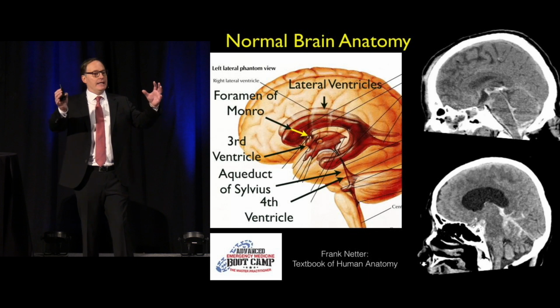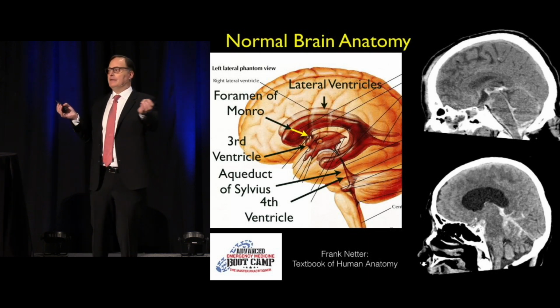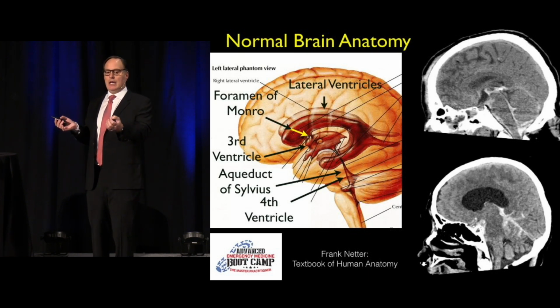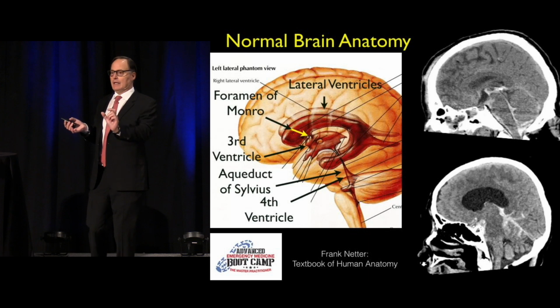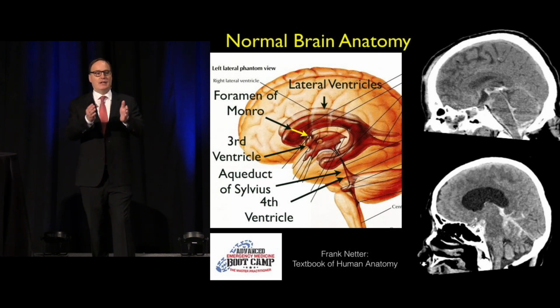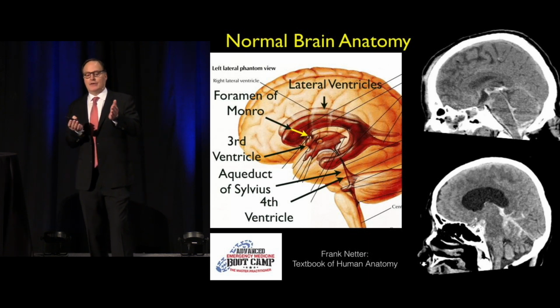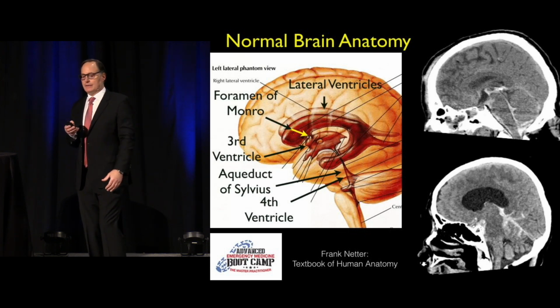We have the exodus of the CSF through the foramen of Monro from the lateral ventricles down into the third ventricle. And we see the third ventricle right in the midline. That's going to be right adjacent to the thalamus, and we'll see that on some of the cuts. And then we see how the CSF gets out of the third ventricle through this very long aqueduct of Sylvius all the way down to the fourth ventricle.